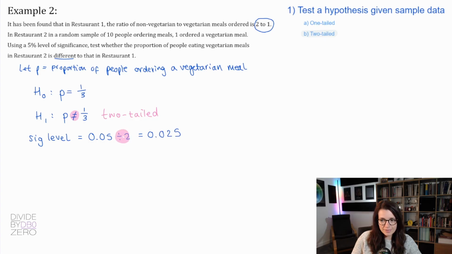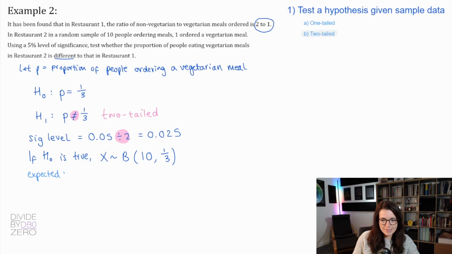So two-tailed, dividing the significance level by 2. Next, I would write, if H0 is true, then X is binomially distributed, and this time 10 people, probability of success 1/3, where success in this case is ordering a vegetarian meal. Now, in order to decide which probability to work out, we should think about the expected value in a sample of 10 of people ordering vegetarian meals.